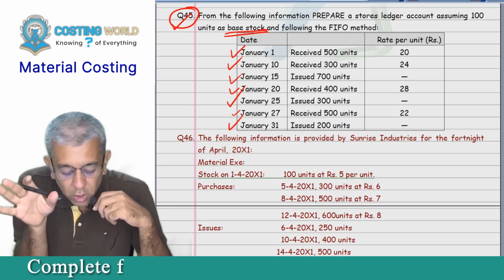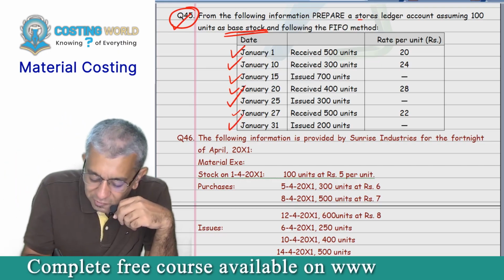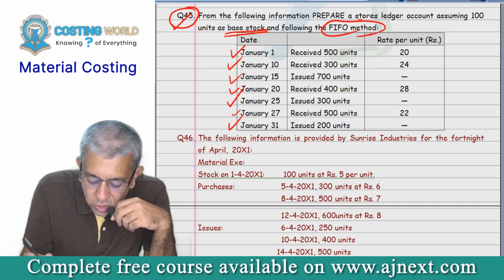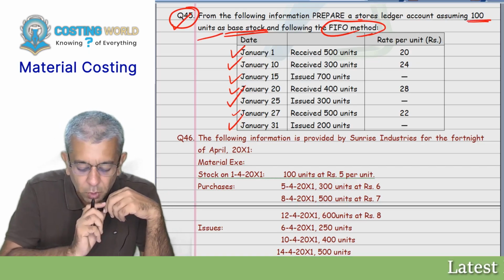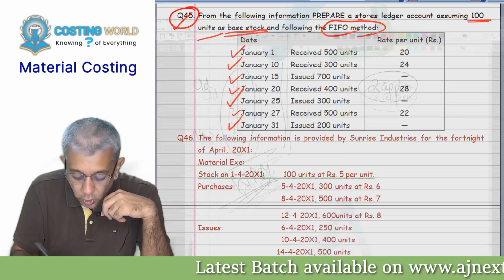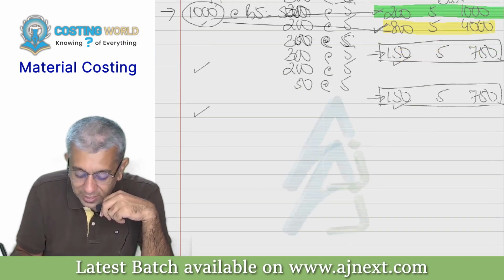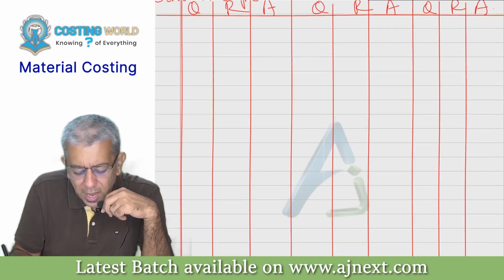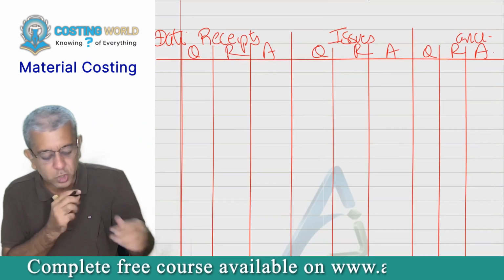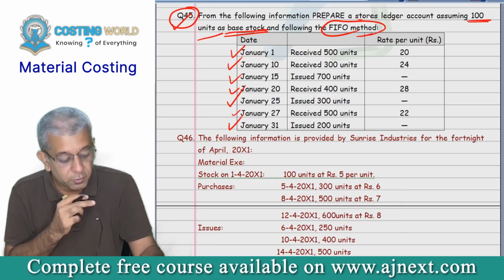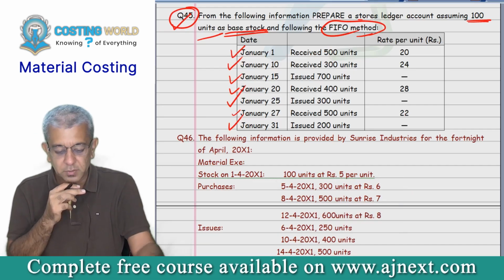We have to follow which particular method? FIFO, and our base stock is supposed to be how many units, beta? 100 units. You all do one thing, make a stores ledger control account like this, and then we all continue. Approximately for one side that should be more than enough. You all write down please. Question number 45, copy down this.